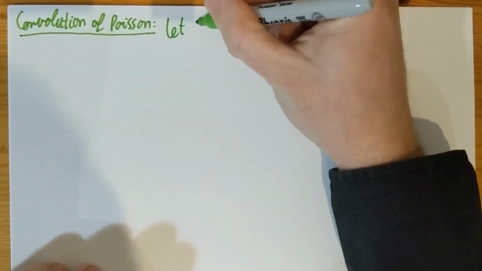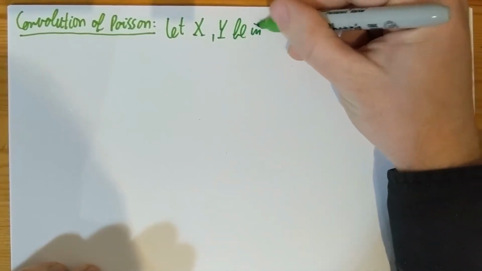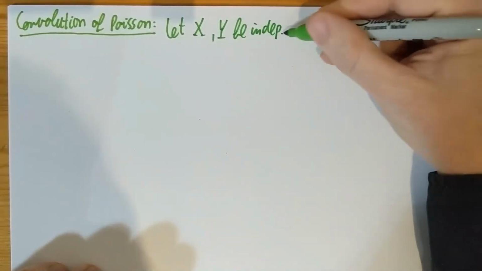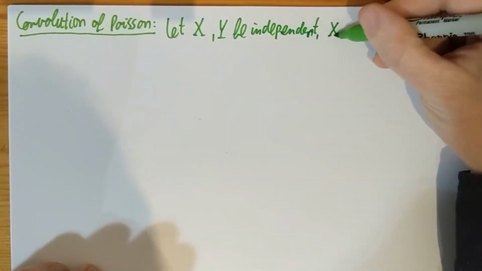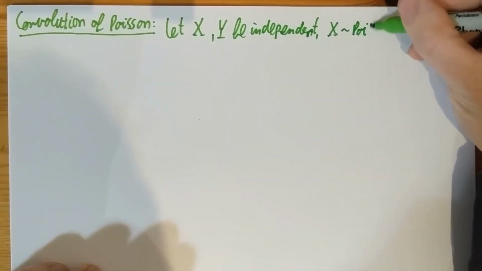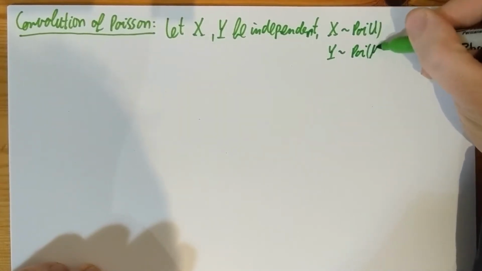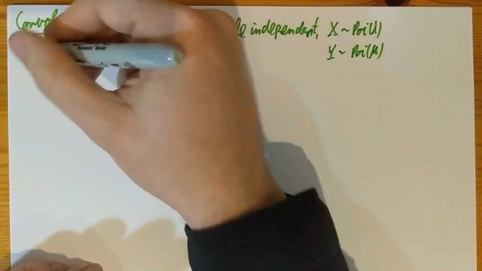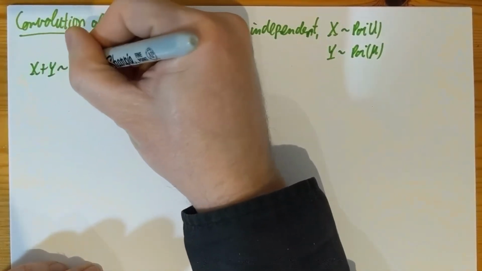Hi, next is the Poisson convolution. Let again X and Y be independent. X is Poisson lambda distributed and Y is Poisson mu. They're independent, and we want to find again the distribution of X plus Y.